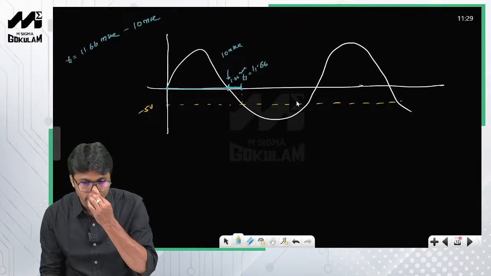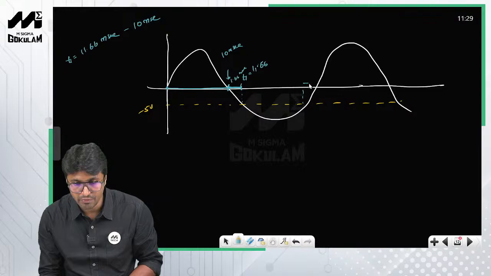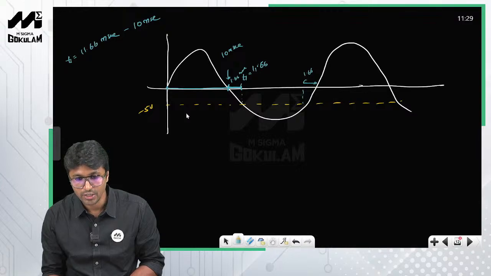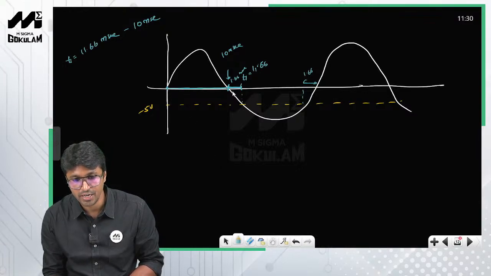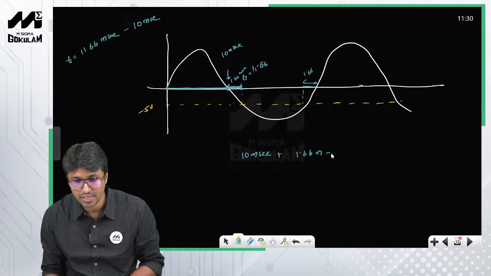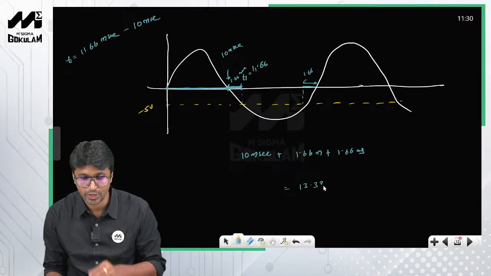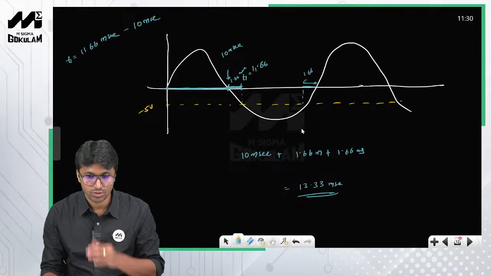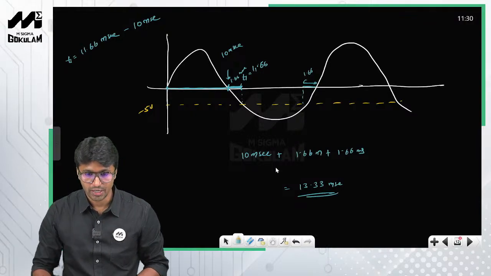Why did I do that? Because this duration will also be symmetrical to this one, so this will also be equal to 1.66. Therefore the total duration for which the diode is on is this time period plus this interval: 10 milliseconds plus 1.66 milliseconds plus 1.66 milliseconds. Together it gives you 13.33 milliseconds. So this is how you solve this particular problem.